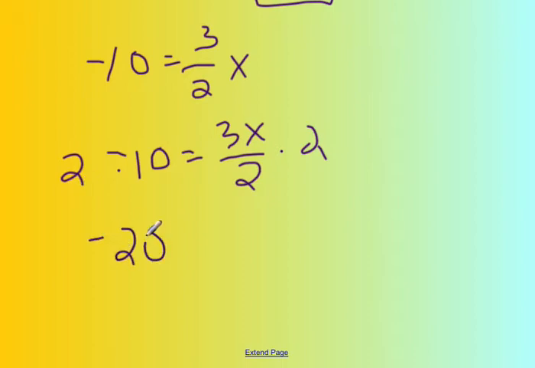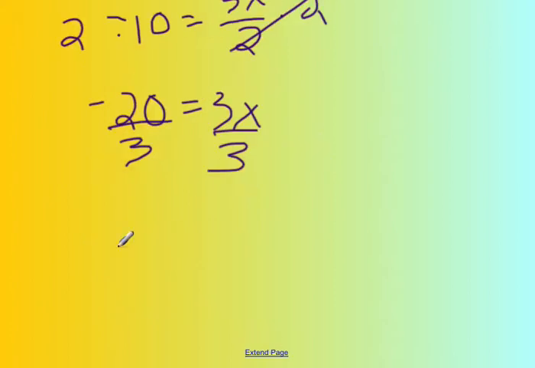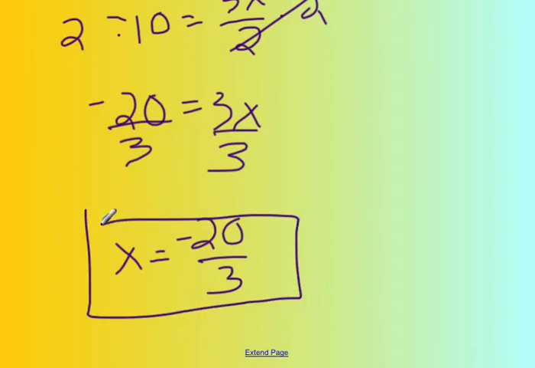Then over here, I'm going to get a negative 20 is equal to 3x, since that's going to go ahead and cancel out that. So then, in order to solve for x, I need to divide both sides by 3. So then I end up getting x is equal to a negative 20 divided by 3. So that's my final answer for number 4.